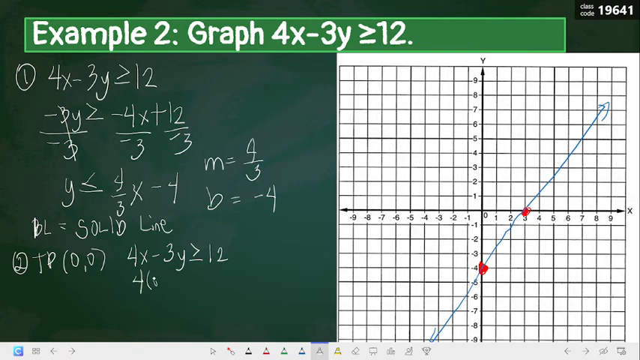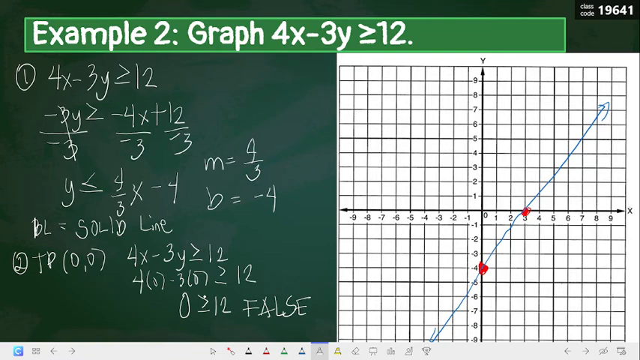So, we have 4 times 0 minus 3 times 0 greater than or equal to 12. So, 4 times 0, that is 0. Minus 3 times 0, that is 0. So, we have here 0 greater than or equal to 12. And the answer to this is, very good, this is false. Kasi nakanganga yung ating symbol dun sa mababa.